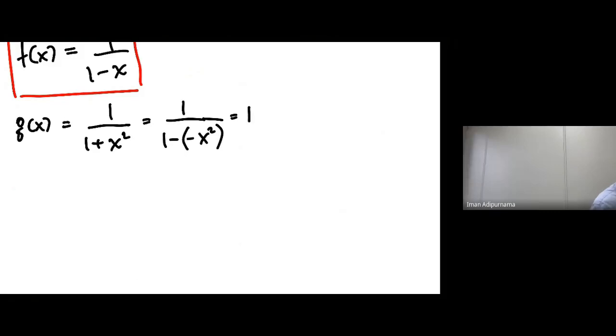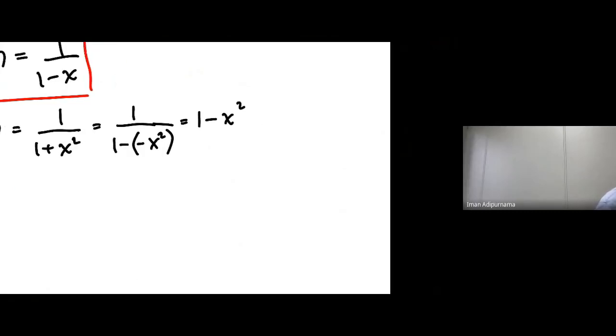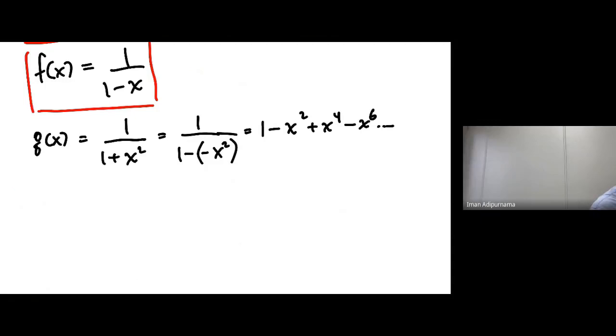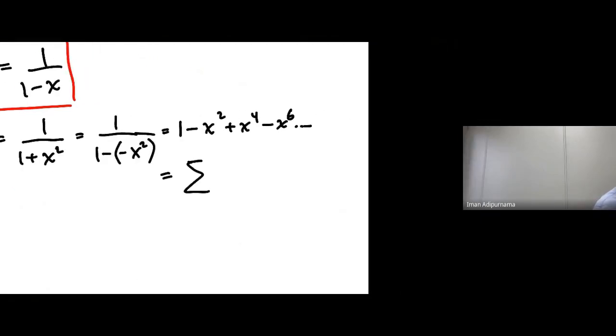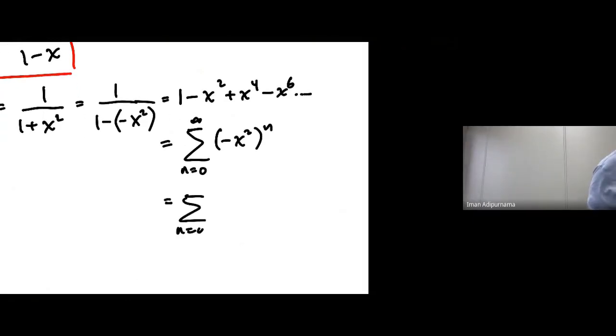Let me just write 1, then minus x squared, then plus x to the 4, minus x to the 6, and so forth. Or we can write this as the sum of minus x squared to the power of n. Or we can separate the negative part, which becomes the alternating series.